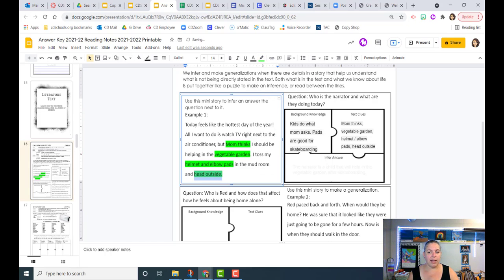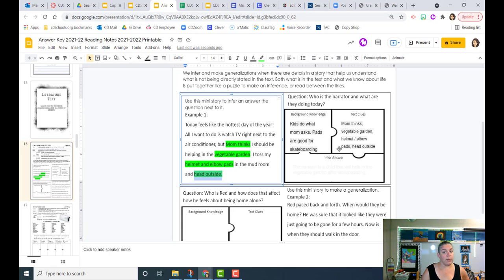My background knowledge is about knowing that kids do, and I also know that pads like helmet and elbow pads are good for skateboarding, so that's a possibility. This kid might have been skateboarding. There's other things that you could use a helmet and elbow pads for. There's other sports. You could use that for biking, but I would think more commonly rollerblading would be another one. So those would all be good inferences.